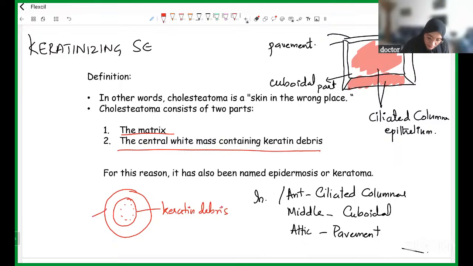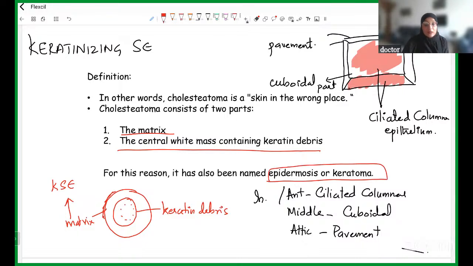And it has a matrix. Now this matrix is made up of keratinizing squamous epithelium, and the central white mass that contains debris. This debris is actually produced by the matrix itself. So for this reason, it can be named as epidermosis or keratoma. The examiner might ask you this question to confuse you.